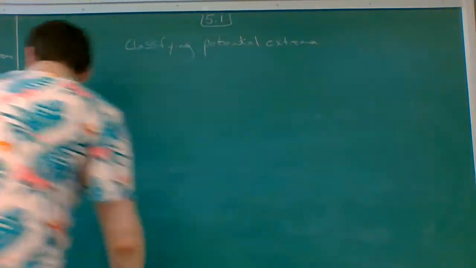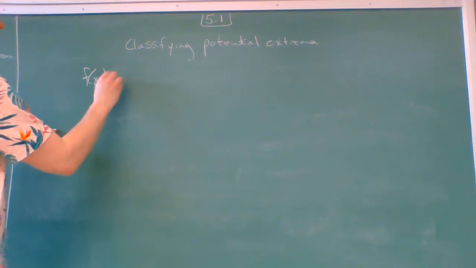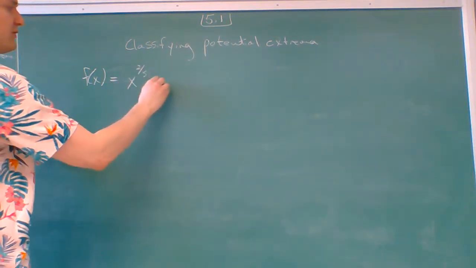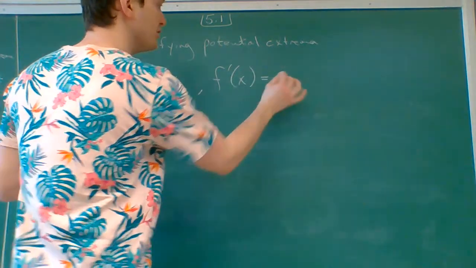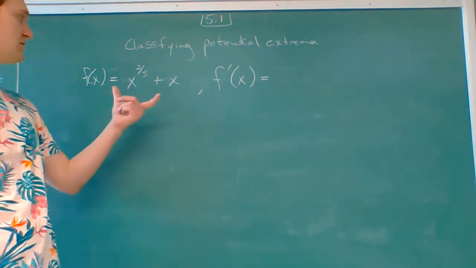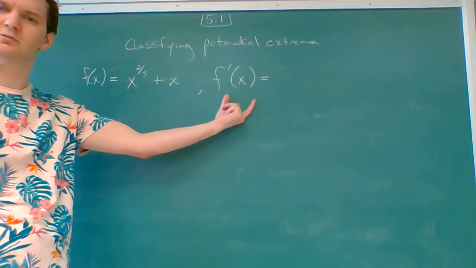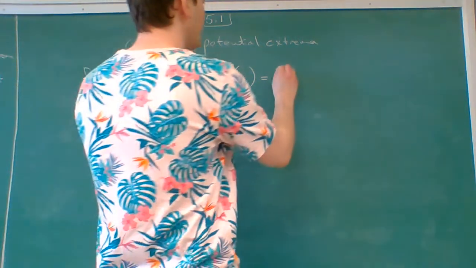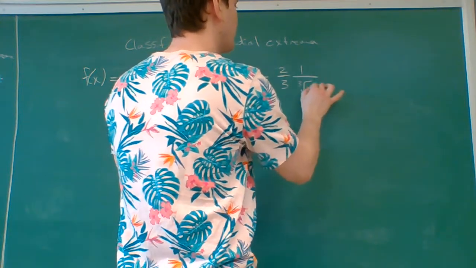So let me write down that function that we had. We had f of x equals x to the 2/3 plus x. The first derivative test does not use the function to test the points. It uses the derivative. That's why it's called a derivative test. And the derivative was f prime of x equals 2/3 times 1 over the cube root of x, plus 1.